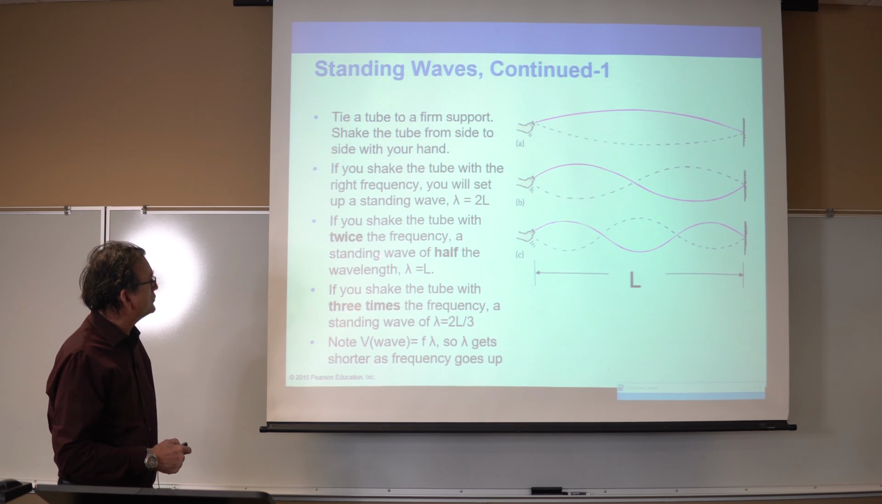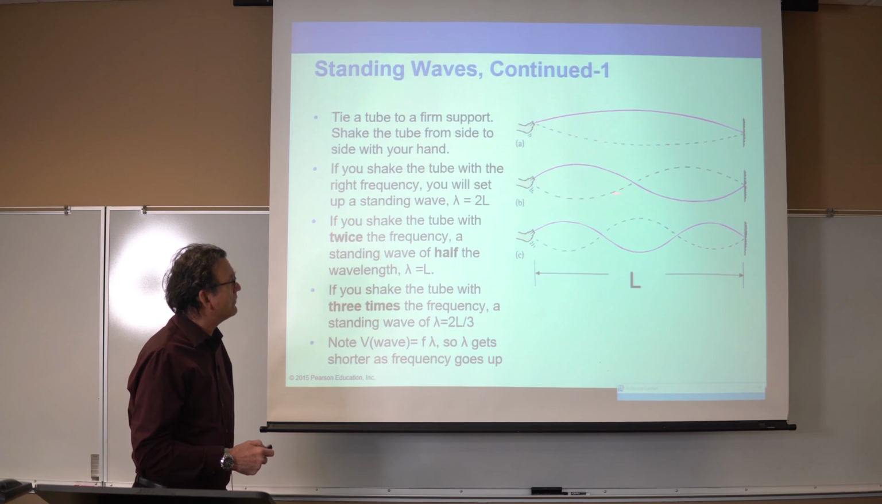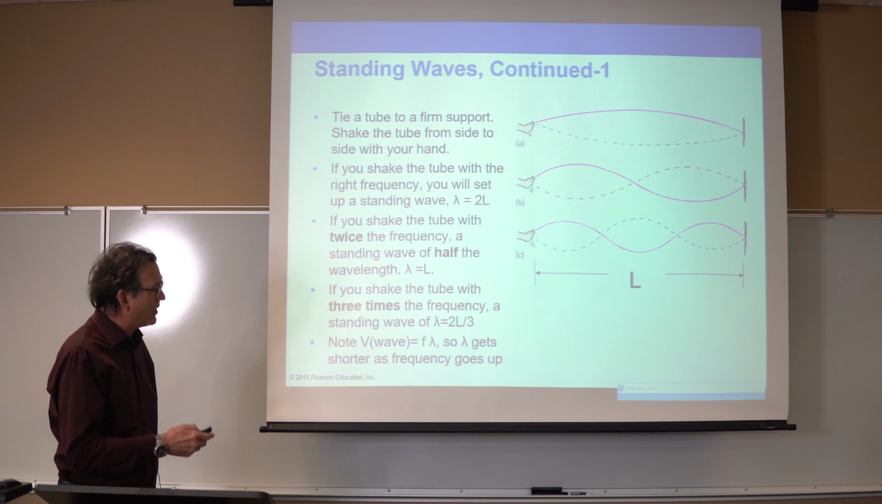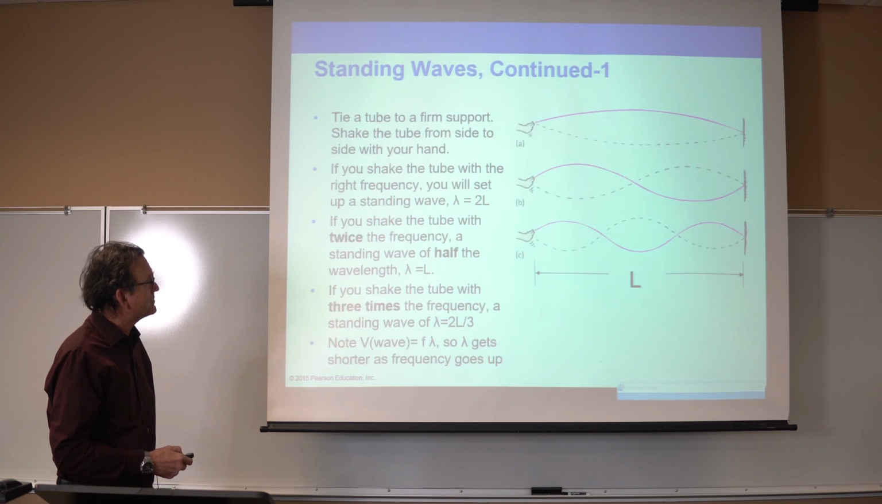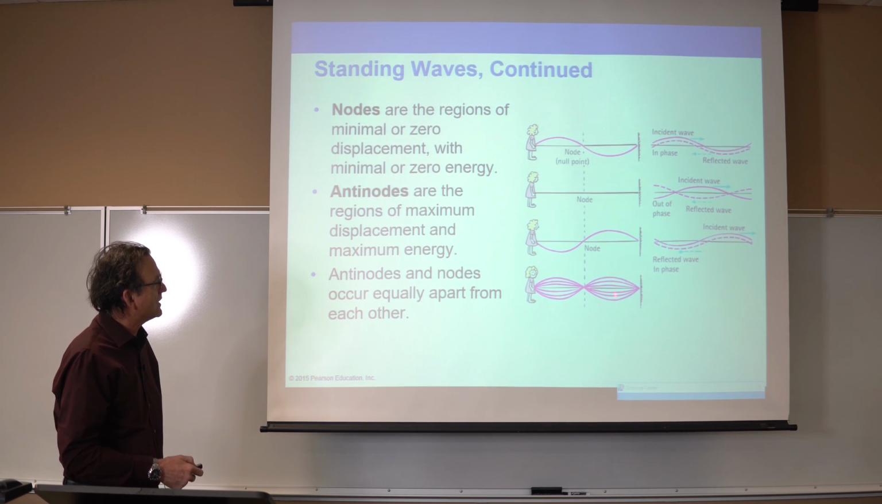If you shake the tube with twice the frequency, a standing wave will have half that wavelength, and that would be case B right here, where at a higher frequency you begin to make a wave of shorter wavelength, and that one has half the wavelength. That will produce the standing wave that we saw in the last slide, which is right here, where you see the oscillations of the rope go up and down at the 1/4 point and at the 3/4 length of the rope, but not in the middle.